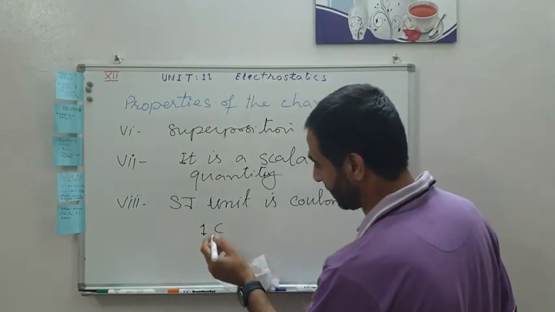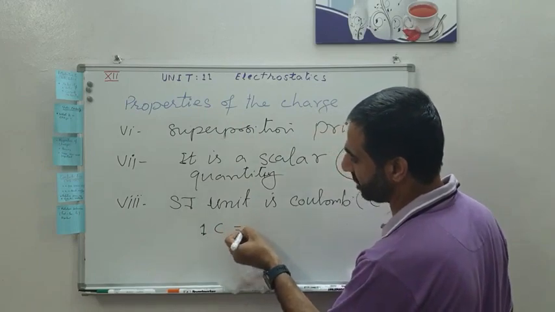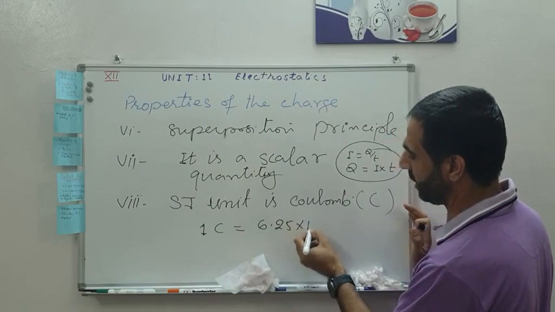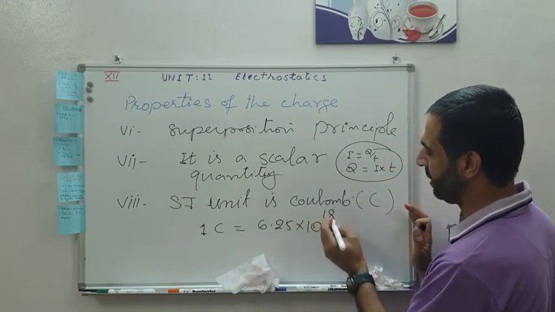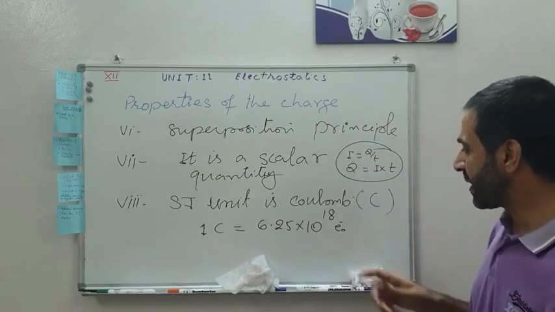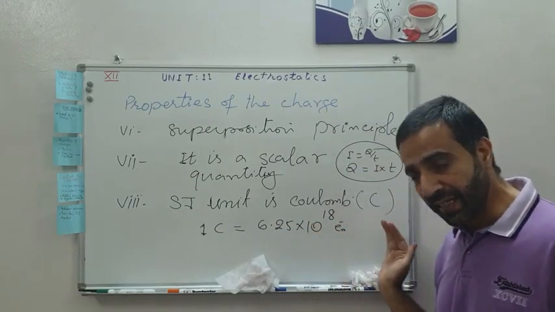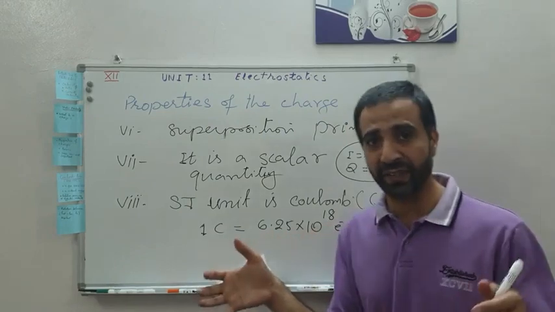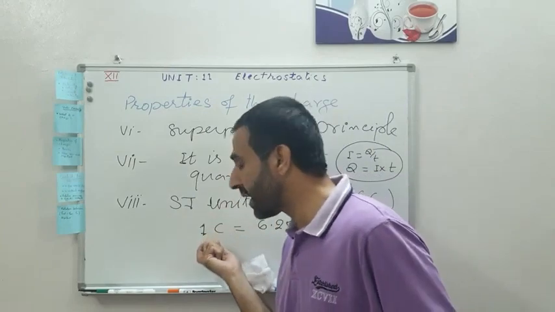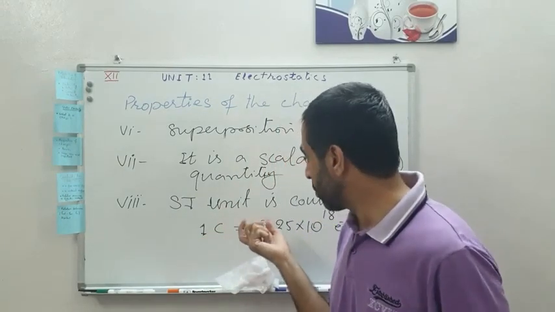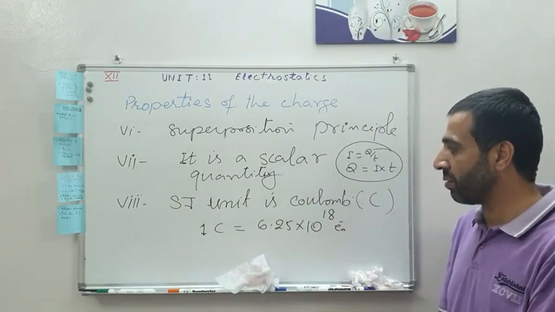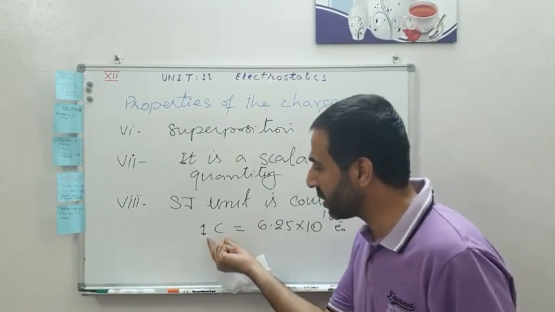But here also we can say 1 coulomb of charge is equal to 6.25 into 10 raised to the power 18 electrons. If there are 6.25 into 10 raised to the power 18 electrons or protons at one place, they collectively constitute 1 coulomb of charge. So if there is a rain of 6.25 into 10 raised to the power 18 electrons coming down, it means there is 1 coulomb of charge.